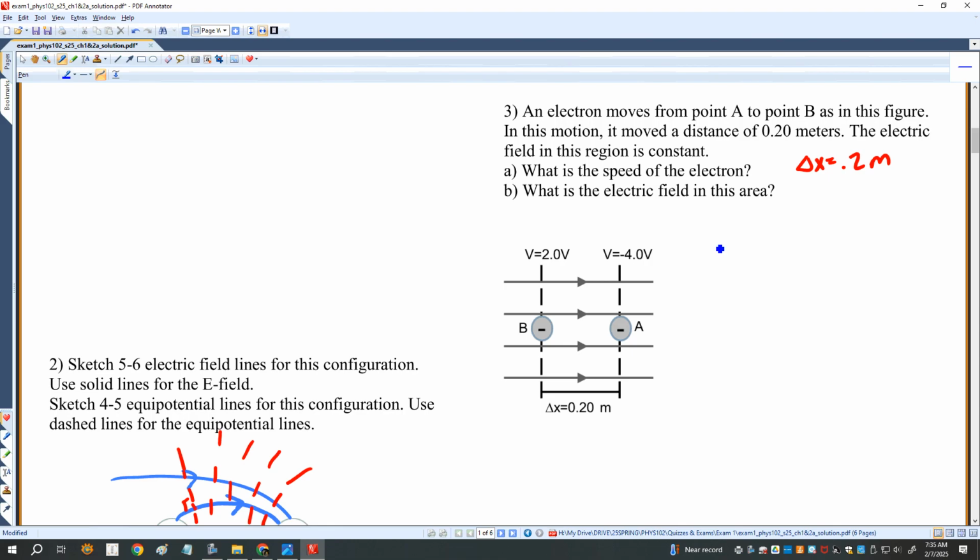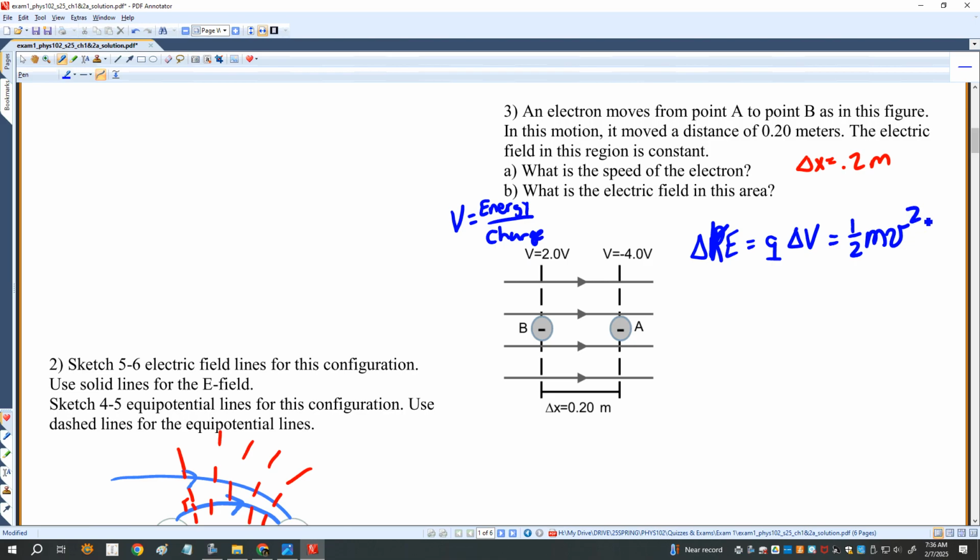So remember, our change in potential energy is equal to Q times delta V. That goes back to our definition of potential, that potential is energy over charge. And our change in potential energy, or in this case our change in kinetic energy, because whatever change in potential energy I have, I also have that change in kinetic energy, is equal to Q times delta V, and that's equal to 1/2 m the speed squared.